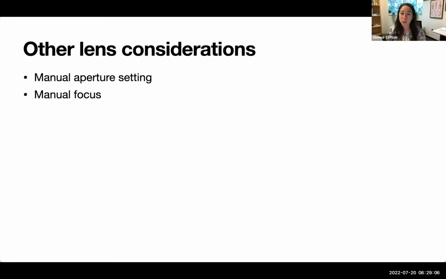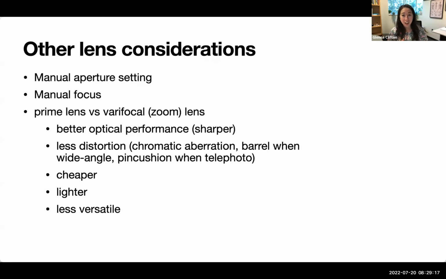You're also probably going to want a manual focus. There are some high-speed cameras that do some automatic focusing, but generally having the ability to manually focus is a good way to go. And you're going to have to decide whether you want a prime lens or a varifocal, also colloquially known as a zoom lens.